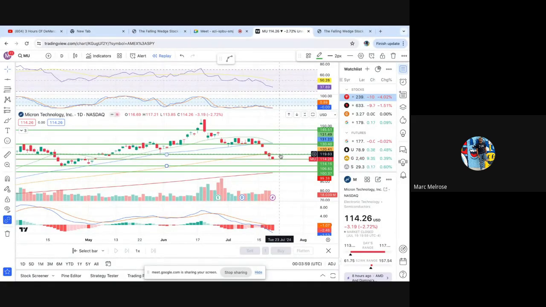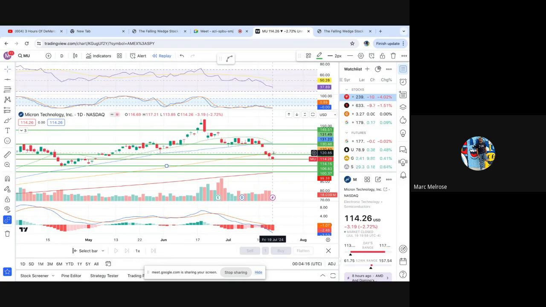Our resistance level will be 119. I will want to see what happens at 119. Can we break above 119? If we break above 119, then we'll be seeing this get to about 130. But it needs to break above this 119, 120 range before it can get to 130. So that's what I'm seeing here.